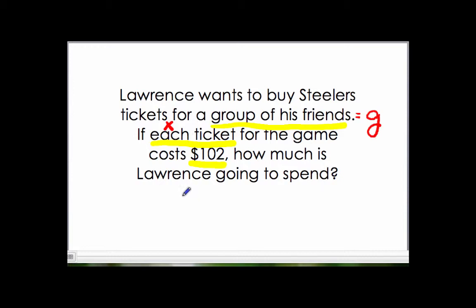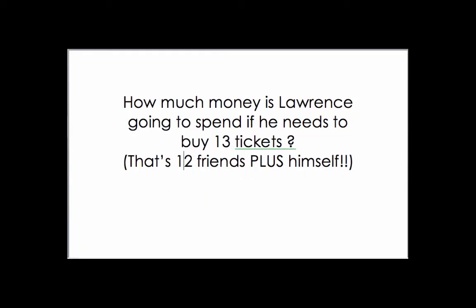Now we're going to go ahead and write an expression, an algebraic expression, to show this problem. Because we can't solve it, we don't have enough information, but we have enough information to write an expression. So we can do 102 for the cost of each ticket, which is expensive, times, because we have each and it's asking for a total, G, his group of friends. We don't know how many friends he's got, but we know that he's buying them for each friend.